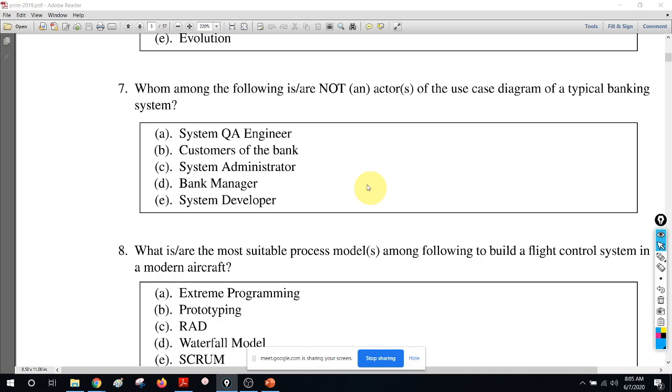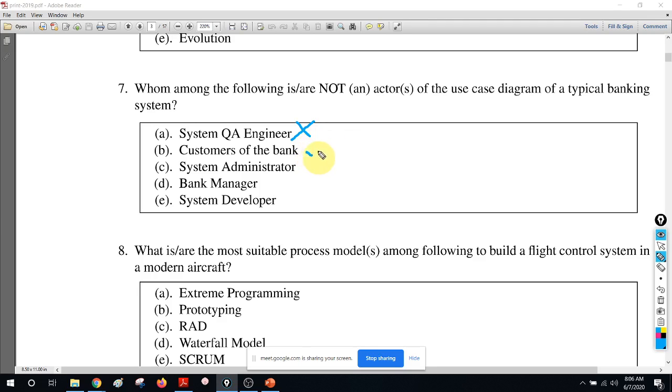Right. Who among the following are not actors of the use case diagram of a typical banking system? So this is something to do with object oriented programming, right? So who are not the actors? Actors mean the people who are going to use it, right? System and QA engineers, of course they are not going to be actors, they are just involved in development. So what they ask is who are not.